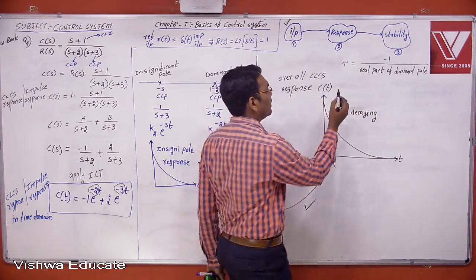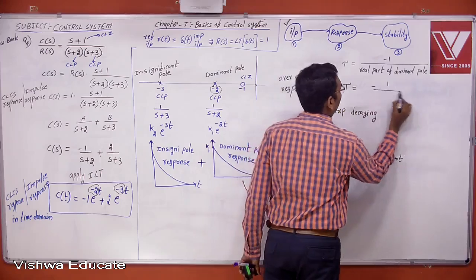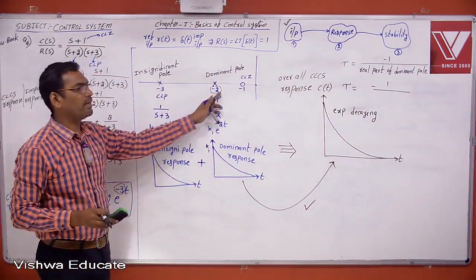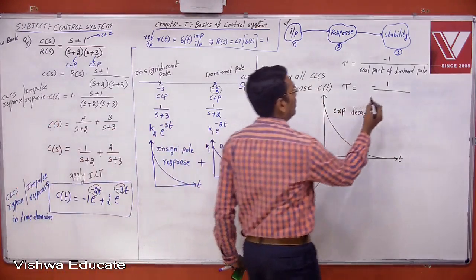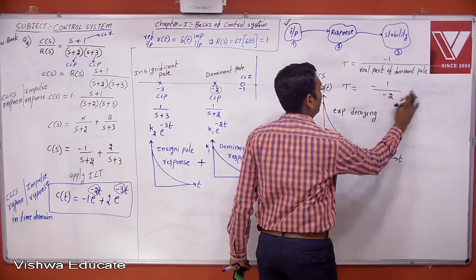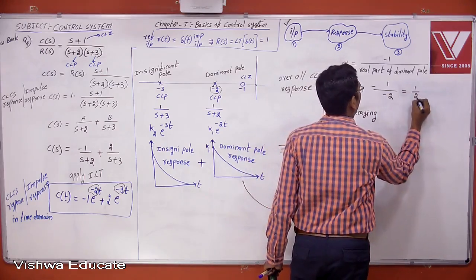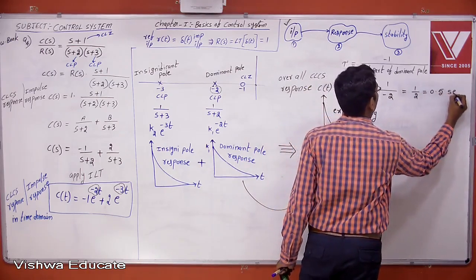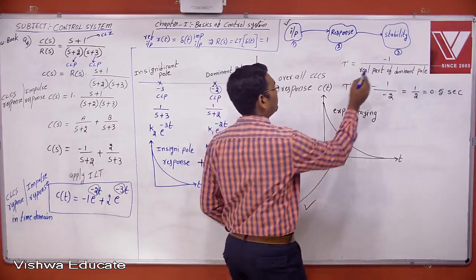Now you tell me the system time constant, which is the negative of the reciprocal of the real part of the dominant pole. What is the real part of the dominant pole? The real part of the dominant pole is equal to -2. Therefore, the minus cancels, and it is equal to 1 by 2, which is equal to 0.25 seconds. This is the system time constant.